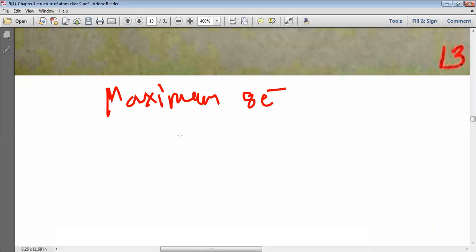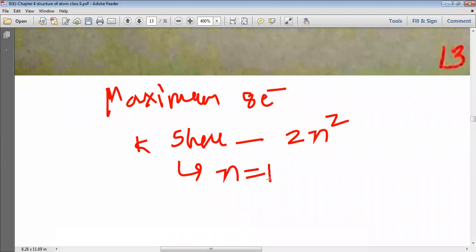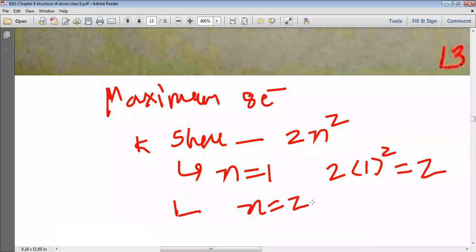But when it comes to shell number 1, that is K shell, the maximum number of electrons that can be filled is represented by 2n square. For K shell, we have n is equal to 1, and that is why the maximum number of electrons that we can fill is 2 into 1 square, that is 2. In the same way, for L shell, you have n is equal to 2, and that is why 2 into 2 square, that is 2 into 4, that is 8.